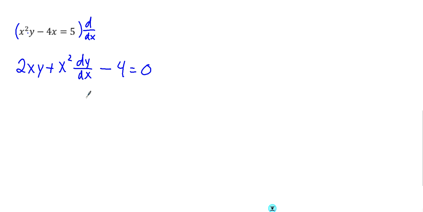Solve for dy over dx. So when we do that, we get dy over dx. This goes over there, makes it positive. This goes over there, makes it negative. So you get (4 minus 2xy) over x squared. So that's your first derivative. Okay?